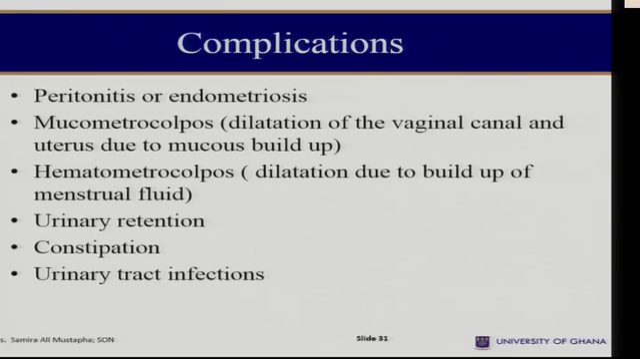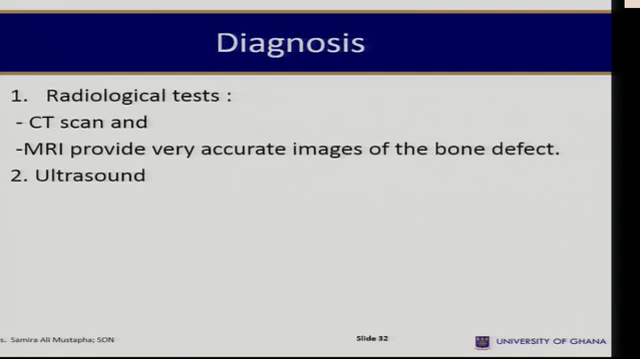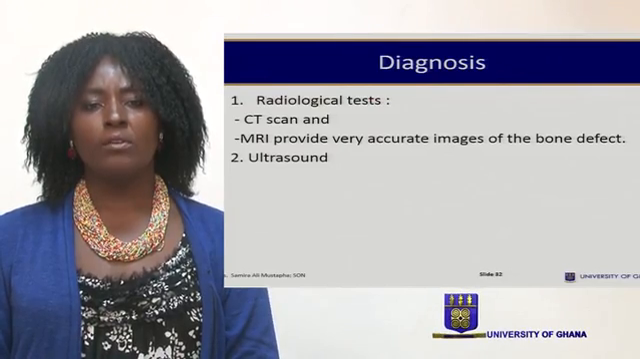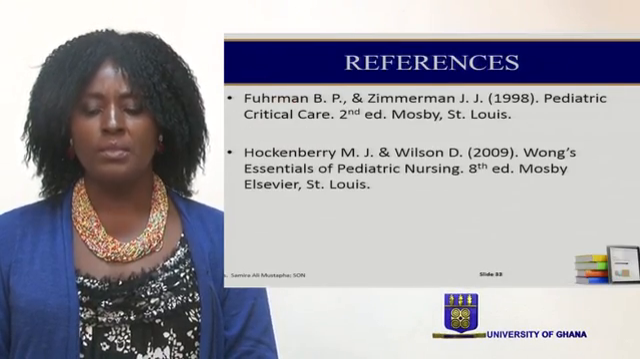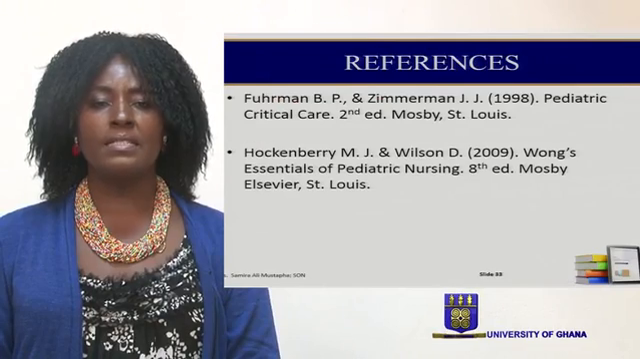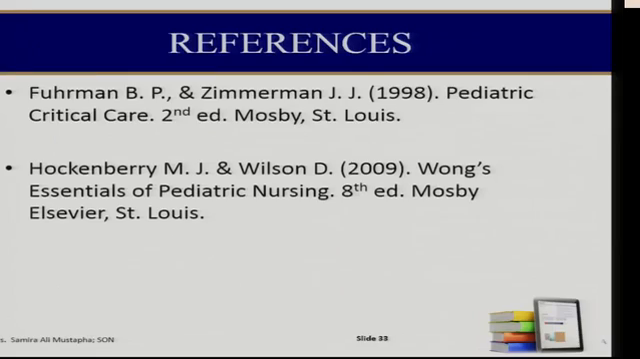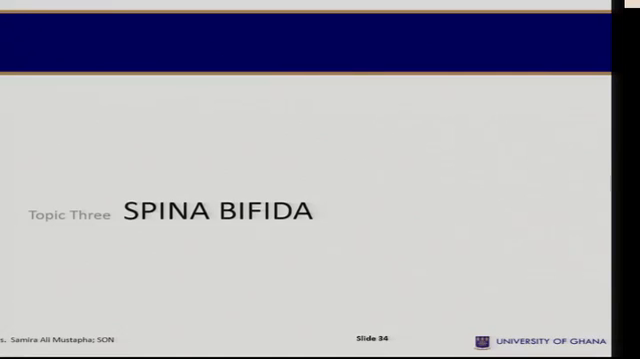There are some complications associated with this, as you can see: peritonitis, constipation, urinary tract infections, and all that. And also, we have said that once again, CT scan, MRI, and ultrasound can be used. So this brings us to the end of our discussion on imperforate hymen, and now we will proceed to look at spina bifida, which is our third topic.